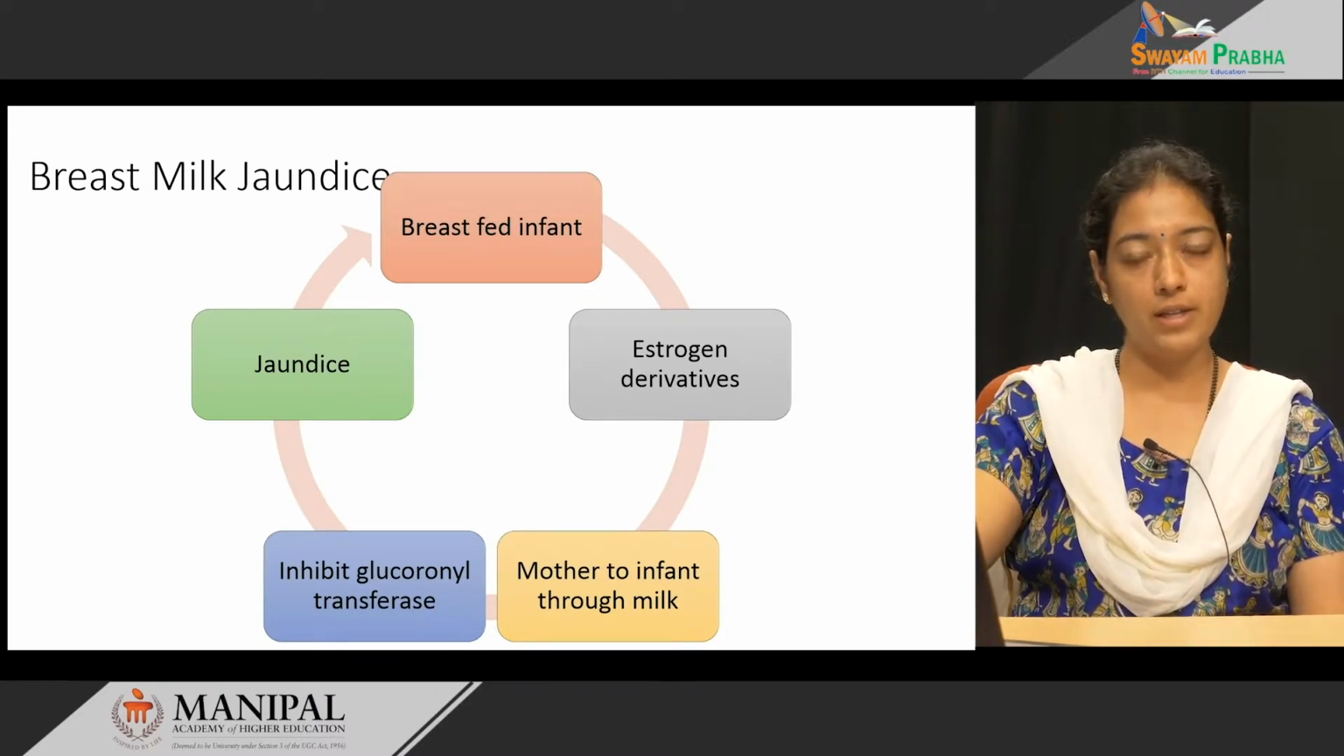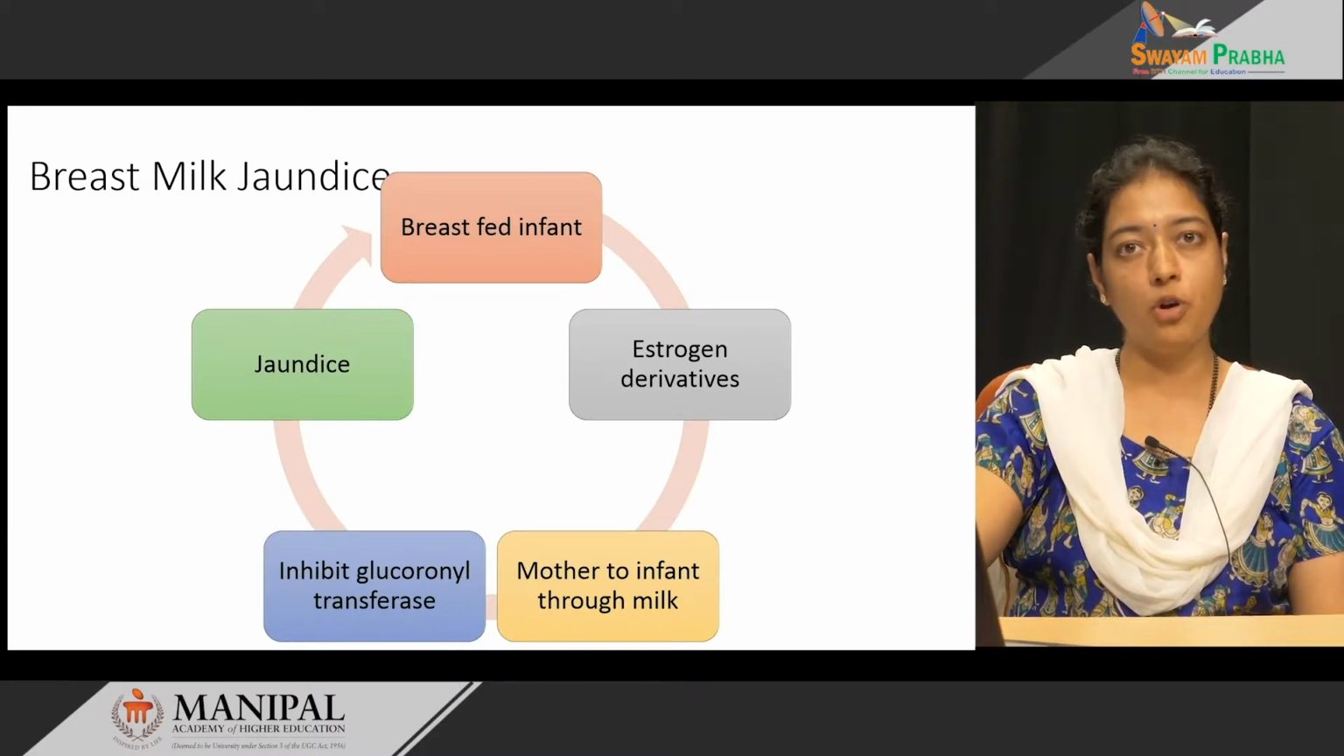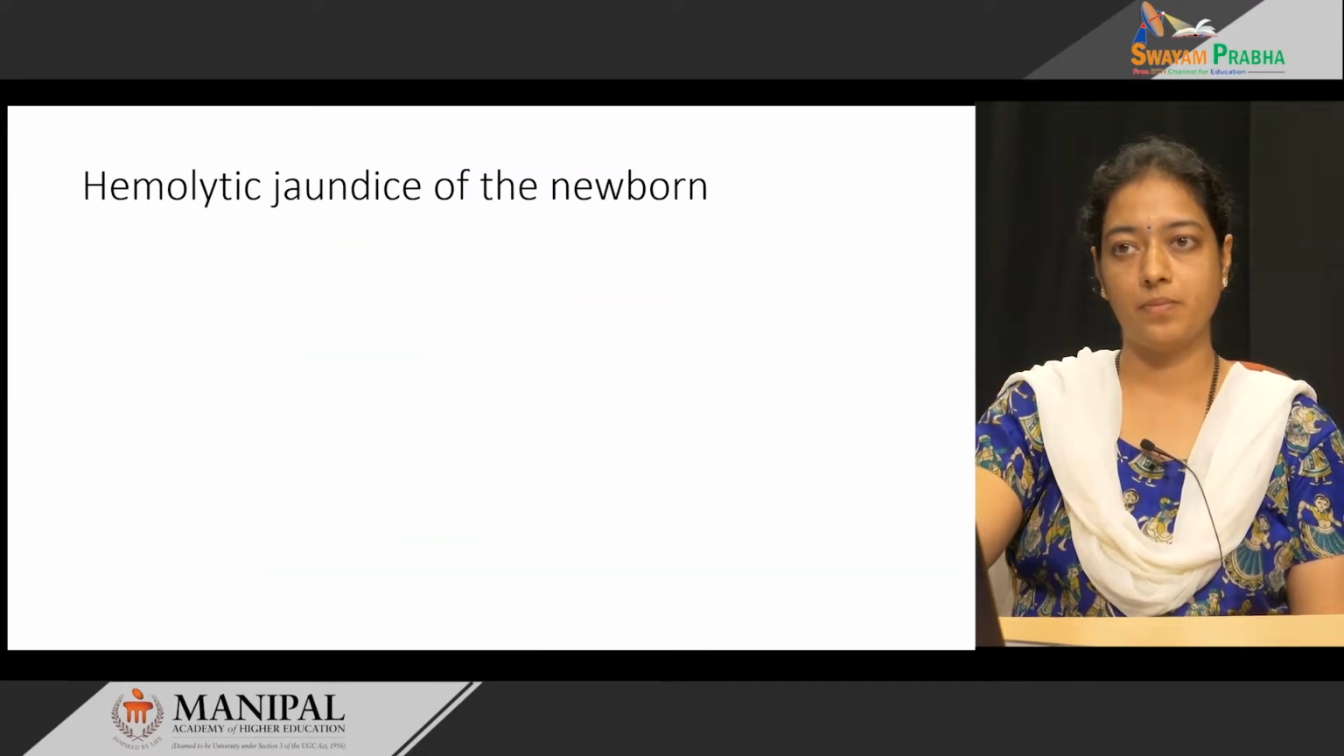So, in breastfed infants, the estrogen derivatives in the mother's milk go to the infant, and these estrogen derivatives inhibit the enzyme which is required for conjugation of bilirubin, leading to jaundice.